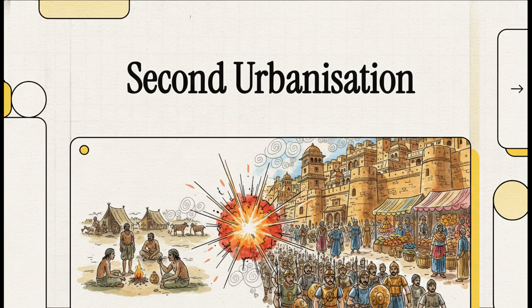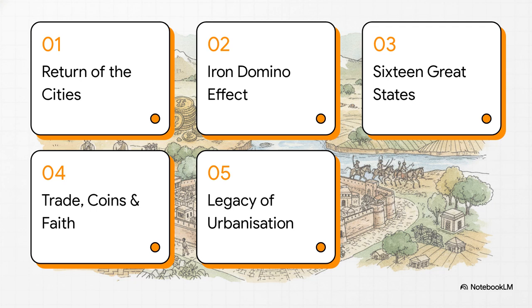And honestly, it is a masterclass in how a single, simple technological shift can entirely flip society, politics, and even human belief upside down. Here's a quick look at our roadmap for today's explainer. First, we'll look at the return of the cities. Second, the iron domino effect. Third, the 16 great states. Fourth, trade, coins, and faith. And finally, the legacy of the Second Urbanization.